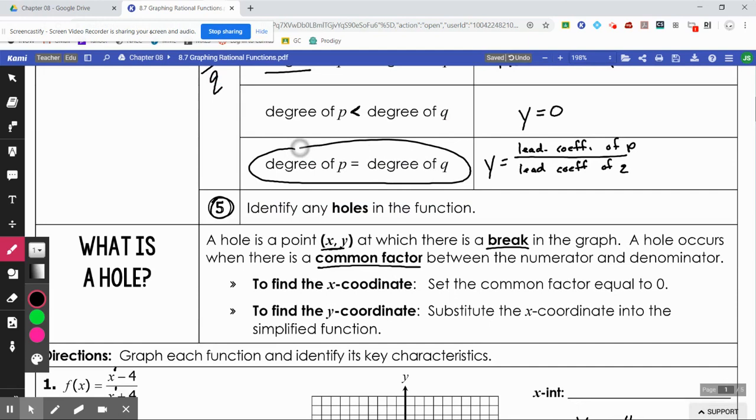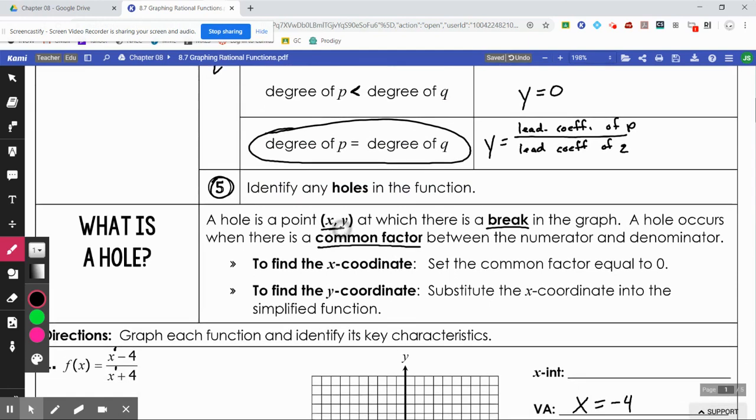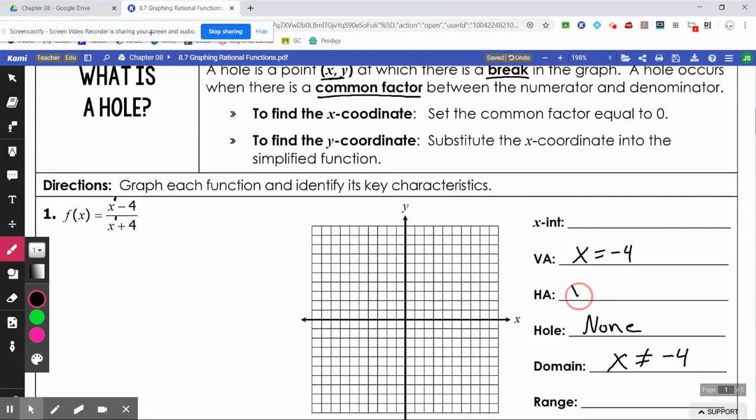The degrees are the same. So your horizontal asymptote is going to be y equals, look at the numbers in front of those 2 leading terms that have those highest powers. It's a 1 and a 1. So your horizontal asymptote is going to be y equals 1 over 1, or just y equals 1. That's it.